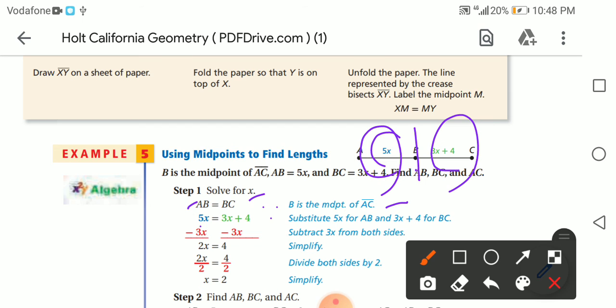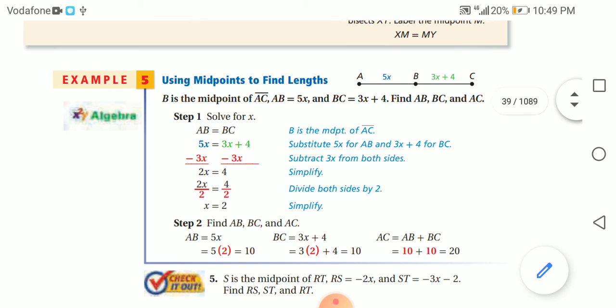So what should I do? Get rid of this 3x by subtracting 3x from both sides. So 5x minus 3x equals 2x, and I have 4, so 2x equals 4. Divide by 2 to get rid of the coefficient of x, which is 2, giving x alone isolated, and that's what I want. When I divide this side by 2, I should divide the other side by 2 as well. So x equals 2.